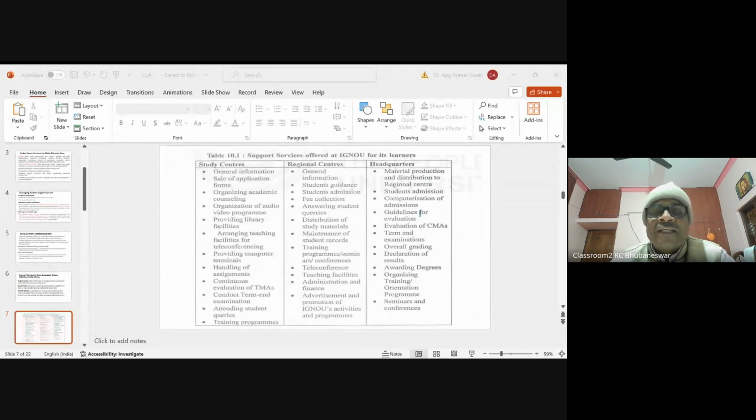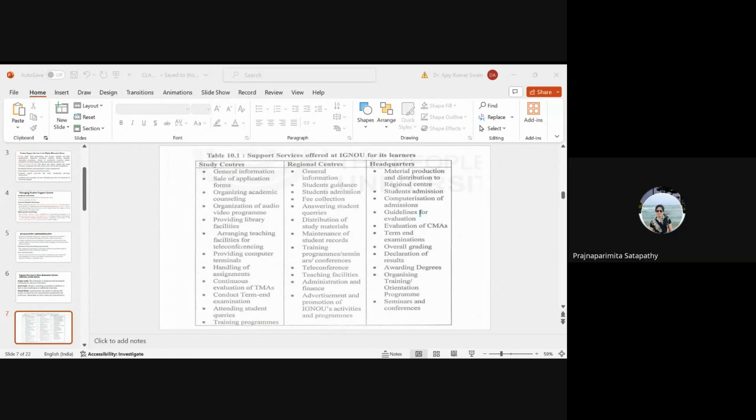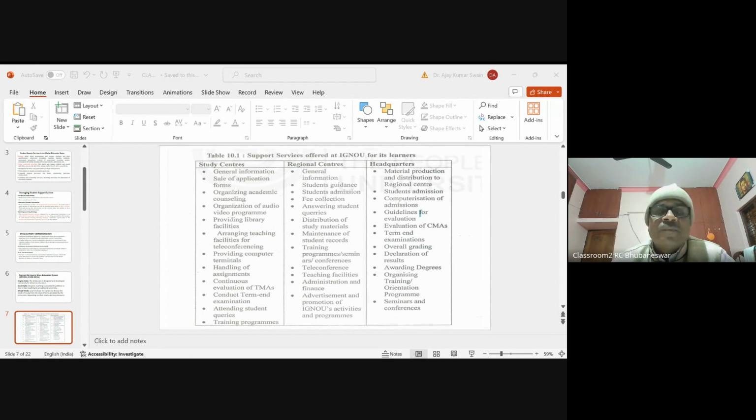Who prepares the material and distributes it to regional centers, headquarter or regional center? Headquarter. So the headquarter, situated in New Delhi, will produce and distribute the study materials to the regional centers.